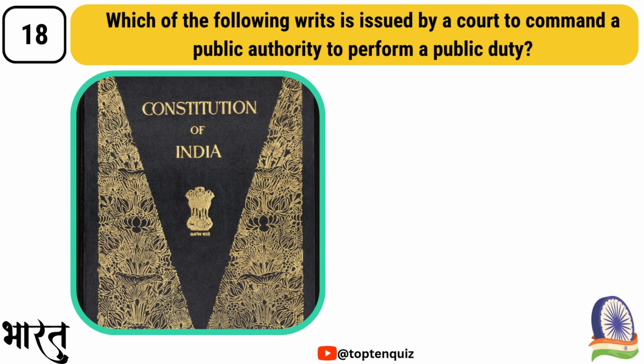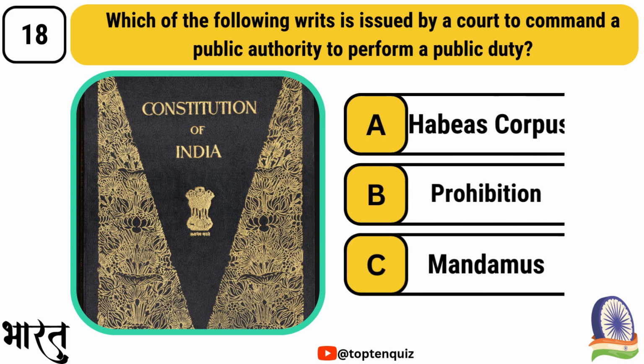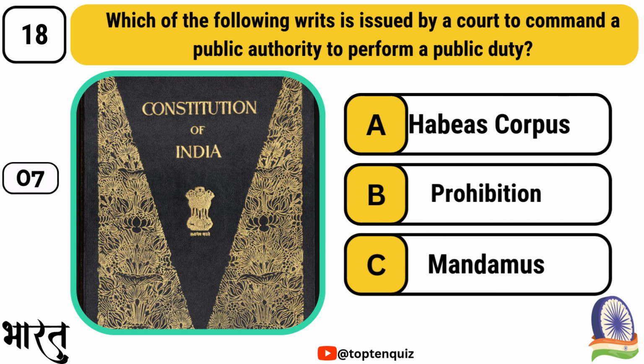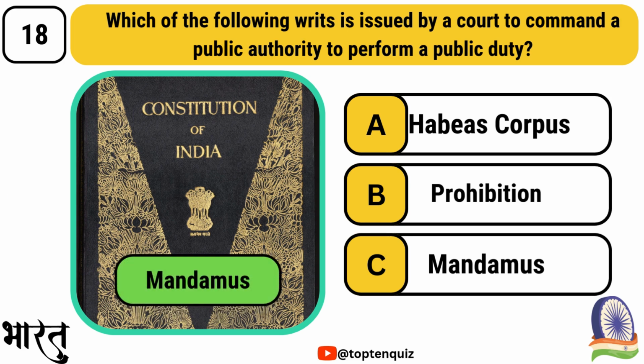Which of the following writs is issued by the court to command a public authority to perform a public duty? A. Habeas corpus, B. Prohibition, C. Mandamus. The answer is Mandamus.